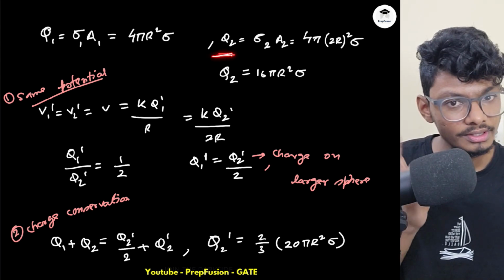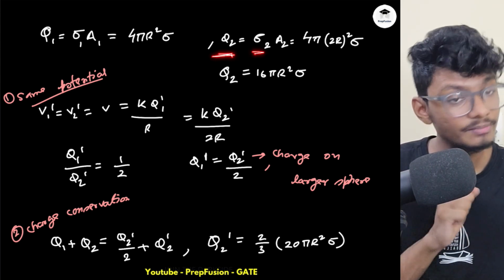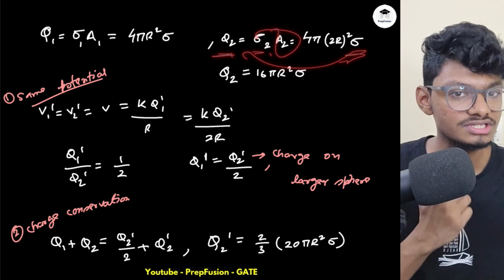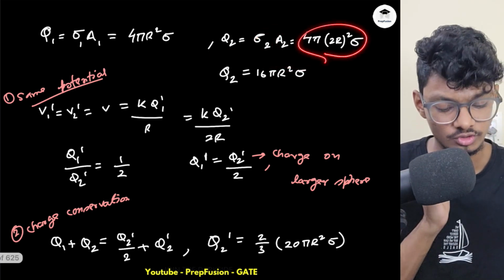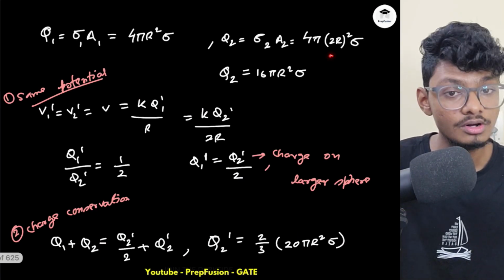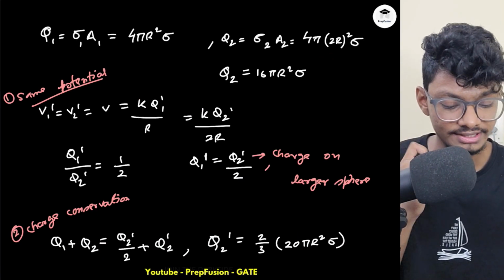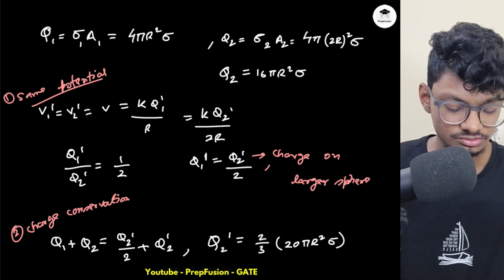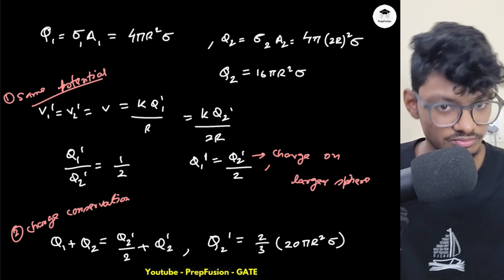Now Q2 will be what? Charge present on the larger sphere. It will be sigma 2 into A2, but sigma 2 is same as sigma. A2 is different, right? A2 is 4 pi into 2r whole square, because the second sphere has 2r of radius. So obviously here it will become 4 into 4, that is 16 times the previous case, right? Not 16, 4 times the previous case. So it has more charge now.